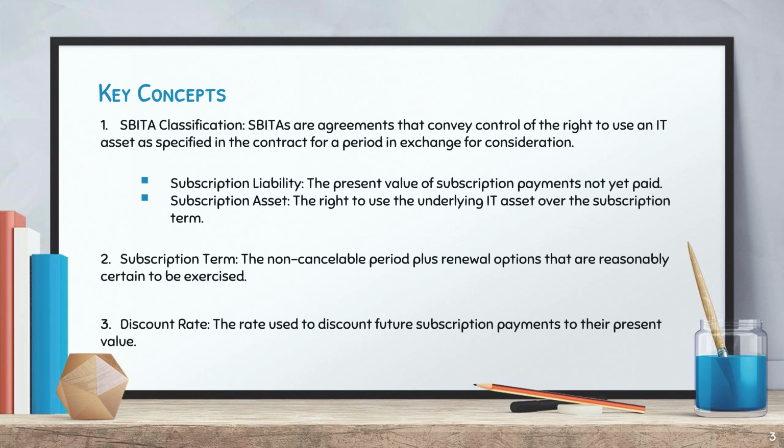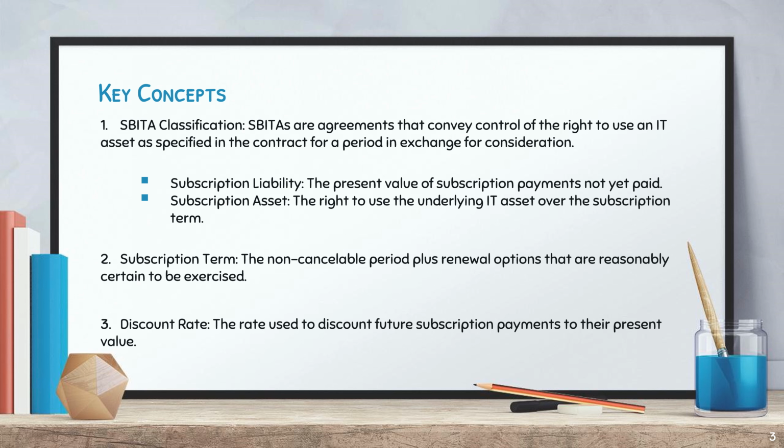Let's first look at some key concepts of SBITA. SBITA are agreements that convey control of the right to use an IT asset as specified in the contract for a period in exchange for consideration. Subscription liability represents the present value of subscription payments not yet paid. Subscription asset represents the right to use the underlying IT asset over the subscription term. Subscription term is the non-cancelable period plus renewal options that are reasonably certain to be exercised. Discount rate is the rate used to discount future subscription payments to their present value.